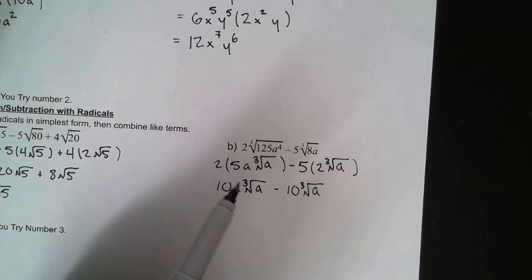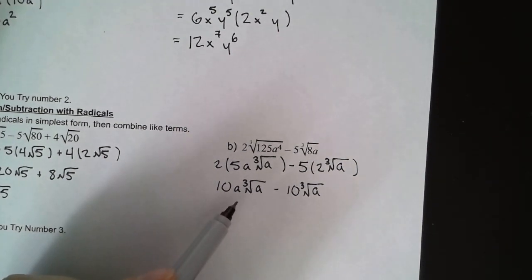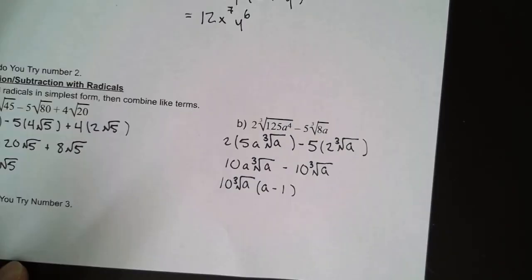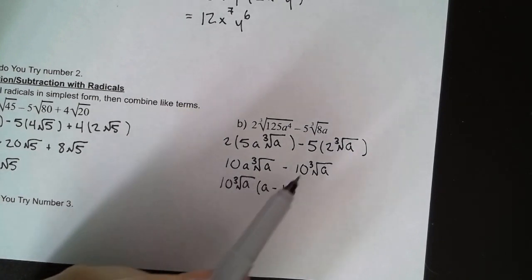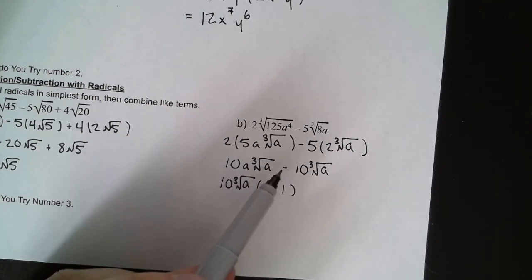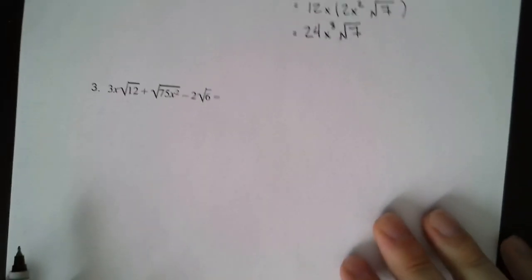Now these, even though they have the same index and radicand, are not actually like terms because of this a. You could, if you want, factor out this 10 cube root of a from both of these, and then you'd be left with a minus, and then this would just be 1. But let's go ahead and quickly look at this last try.